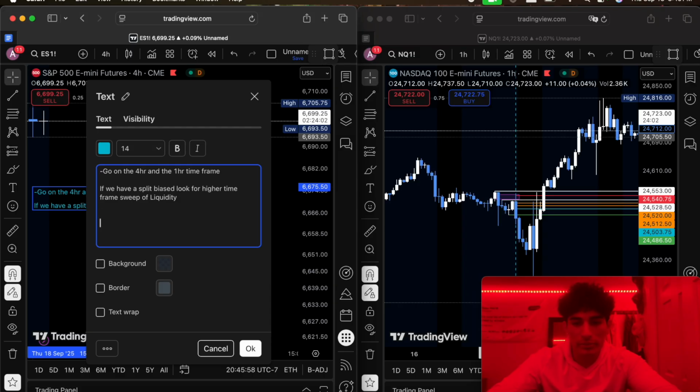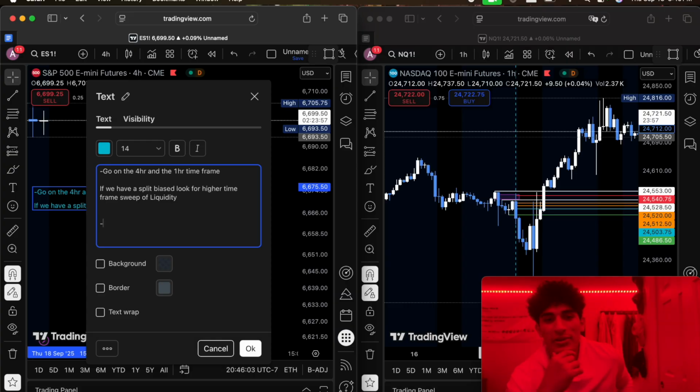So if we have a split bias, look for a higher time frame sweep of liquidity. That's if the 4 hour is bullish and the 1 hour is bearish. That's a split bias right there. And likewise, if the 1 hour is bearish and the 4 hour is bullish, you know what I mean? Same thing, that's a split bias. As the name states, it's a mixed bias. So I'm just looking for a higher time frame sweep of liquidity. Just because it is mixed, it could go either way.